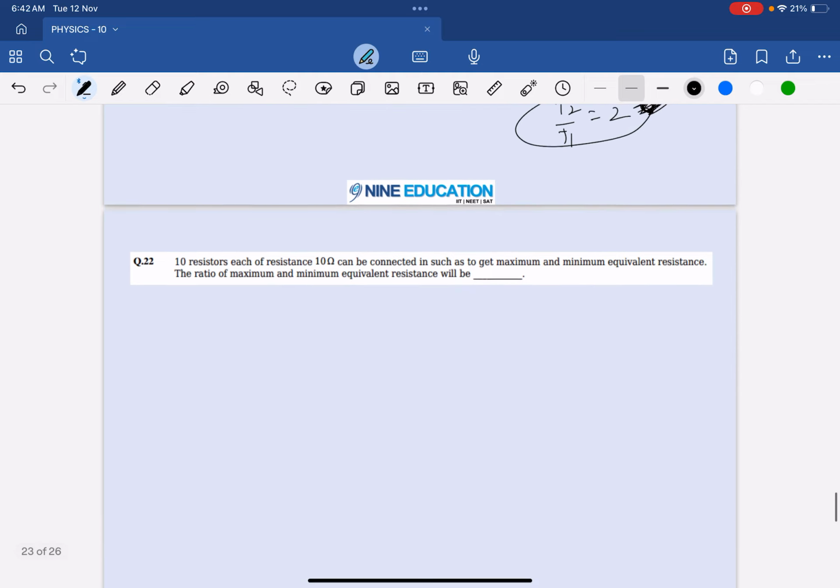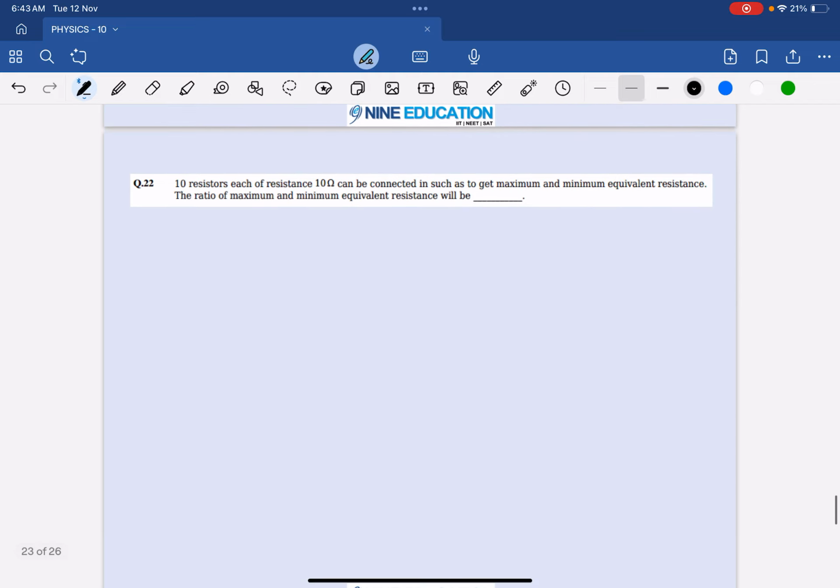So what is the next question? 10 resistors, each of resistance 10 ohm. What is the equivalent resistance of this? We can see the maximum and minimum. For maximum, the 10 resistors, each of 10 ohm, are connected in series, R1 plus R2 plus R3 and so on. So this is going to become 100 ohm.